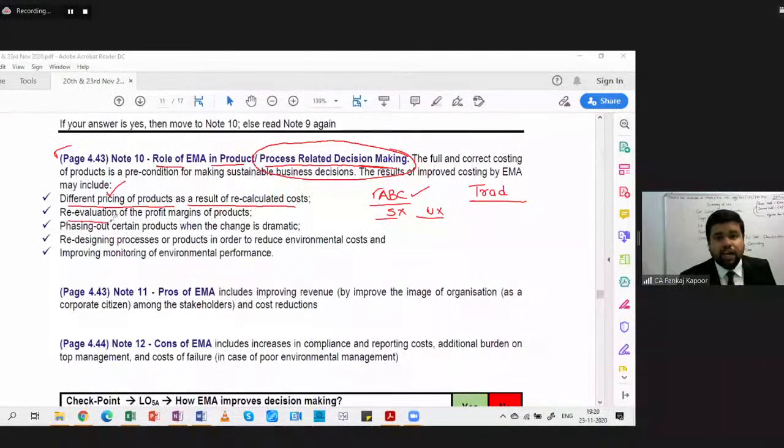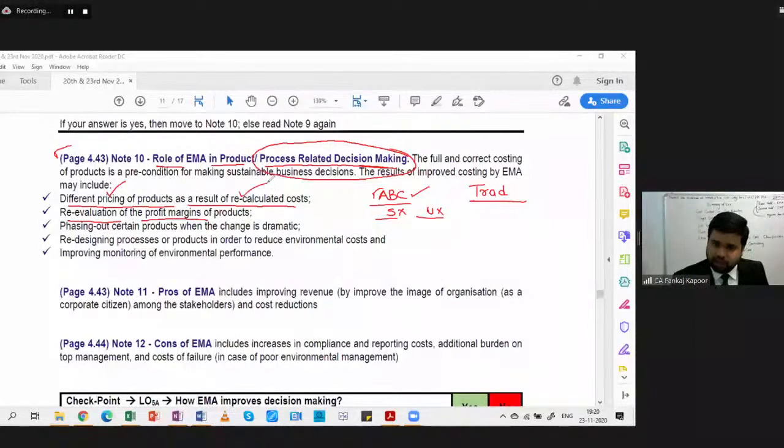Re-evaluation of the profit margin. Earlier, it might be possible that you were considering certain environment costs as general overhead cost. You are not charging those costs to the individual product. Hence, your product cost seems low to you. So you are charging lower prices and are very happy that you are earning reasonable margins. But this may not be true because you are not computing the correct cost.